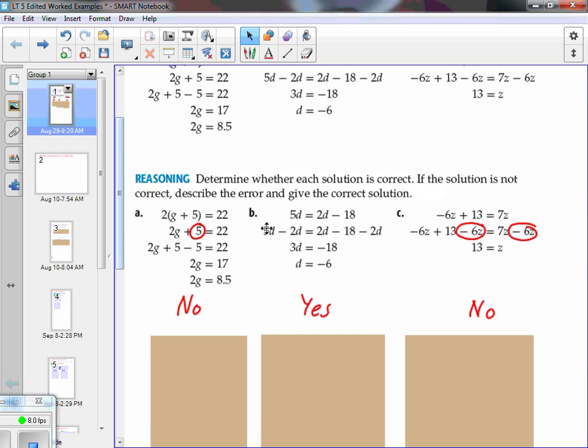Anybody ever made those mistakes before? Yes, we all have. Try to eliminate them, but we all have.